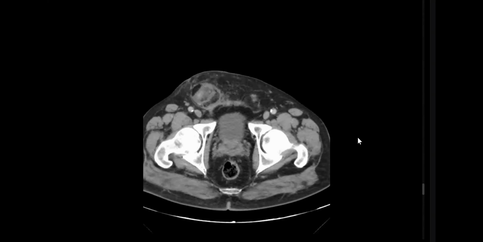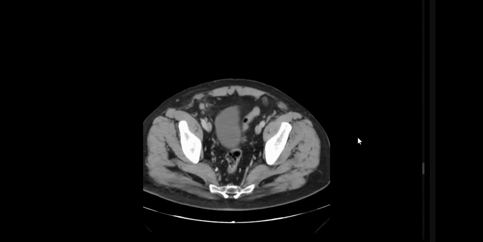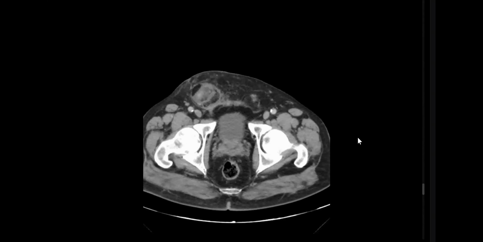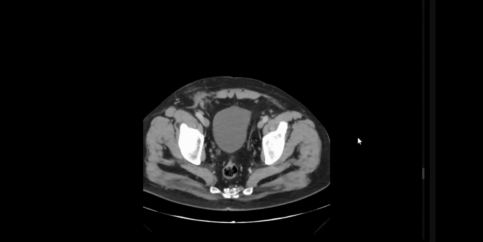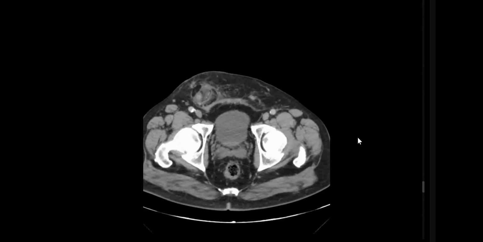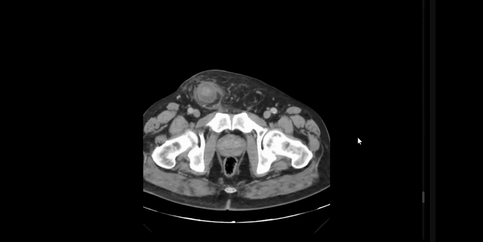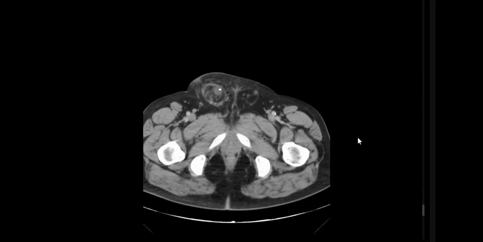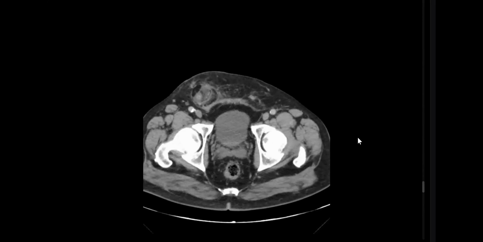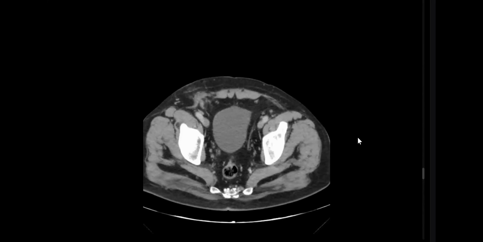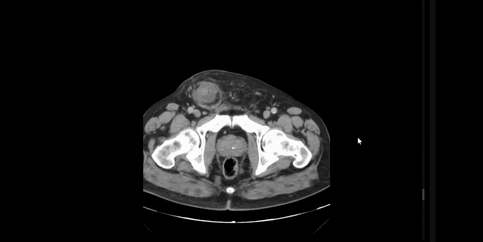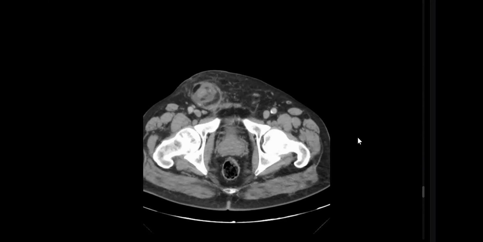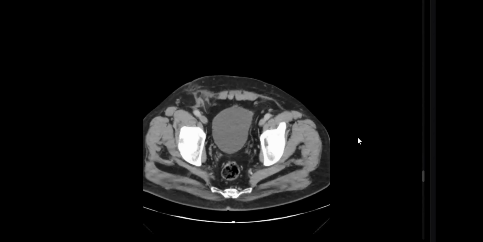Is it direct or indirect? Just a second. It's indirect. Definitely indirect. It runs along the spermatic cord. Yes, it's indirect. Any other clue? It contains fat. Any other clue to differentiate direct from indirect? The inferior epigastric vessels. Yes, good. In case of indirect, will it be medial or lateral? Lateral. Okay, good.